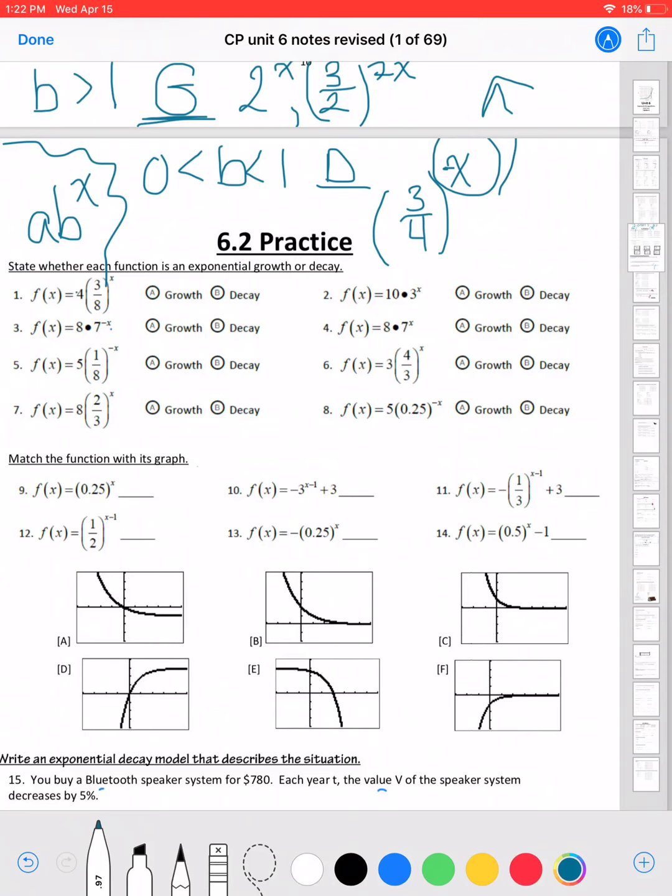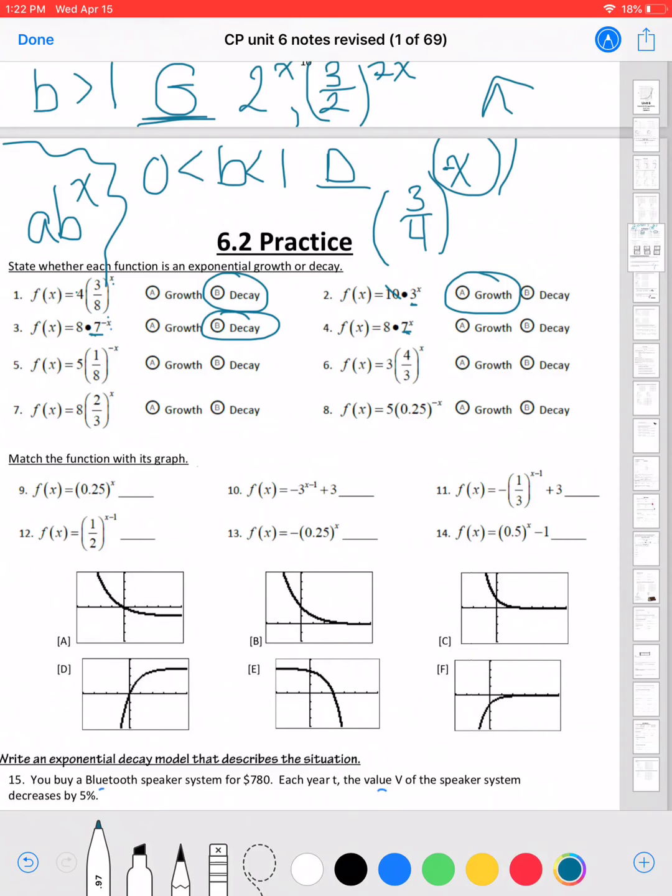For number 1, who cares about the 4? That has nothing to do with it being growth or decay. 3 over 8 is between 0 and 1. The exponent's positive. Bing, it's decay. For number 2, don't care about the 10. The base is 3. Exponent is positive. It's growth. For number 3, we see that our base is 7. We're like, okay, that's growth. It's bigger than 1. However, the negative exponent is going to flip 7 into a fraction. Therefore, it's opposite. It is decay.